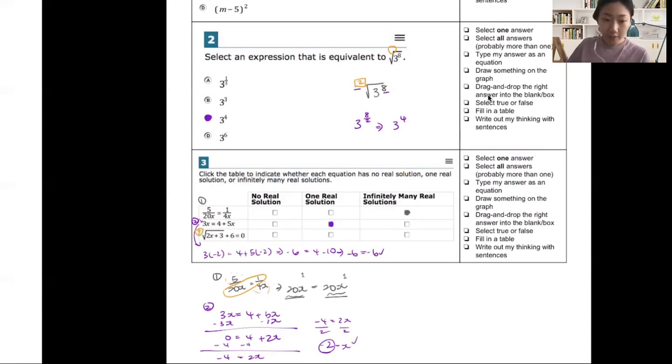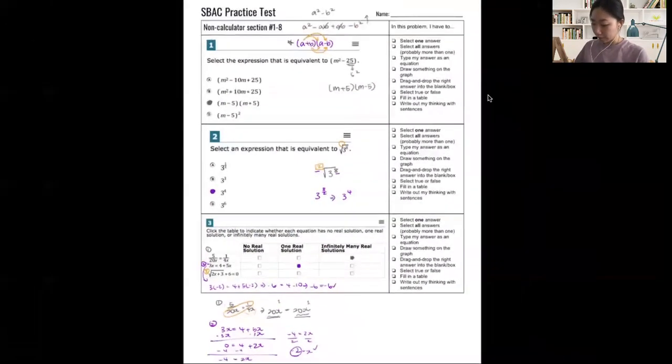Last one, this one is the trickiest one out of the three. We're going to try it out, okay? Number 3, we have radical of 2x plus 3 plus 6 equals 0. We want the radical to be on its own, so we subtract 6 on both ends, and we'll get radical 2x plus 3 equals negative 6. This cancels out, right? And then 0 minus 6 is negative 6.